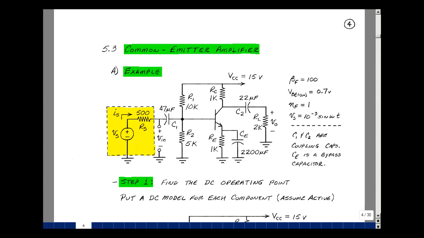This lesson deals with a common-emitter amplifier. You can find these notes in the ECE302 ebook in Chapter 5, starting on page 4. Let's do an example of what's called a common-emitter amplifier.